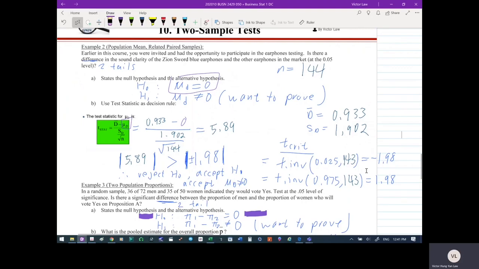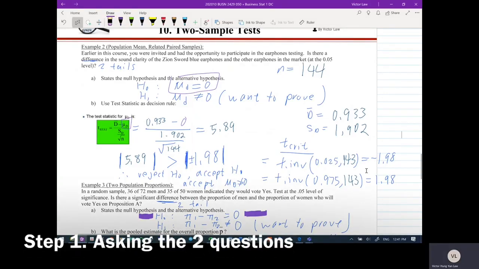Example 2. Earlier in this course, you had the opportunity to participate in the earphone testings. Is there a difference in the sound clarity of the SoundSwap Blue earphone and the other earphone in the market at the 5% significance level? First step, you ask two questions: which situation you're in and which testing you're dealing with. We know which testing by looking for the keyword "difference."